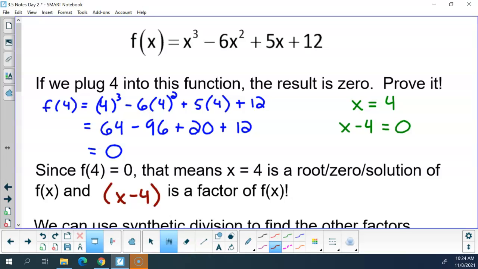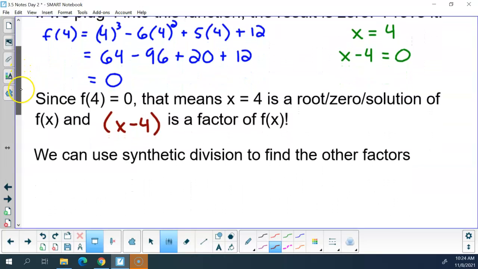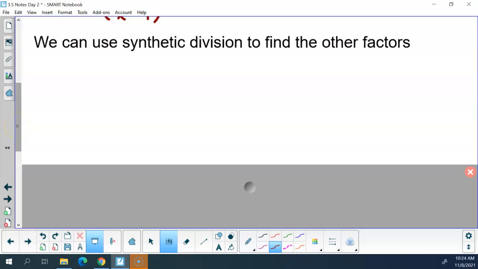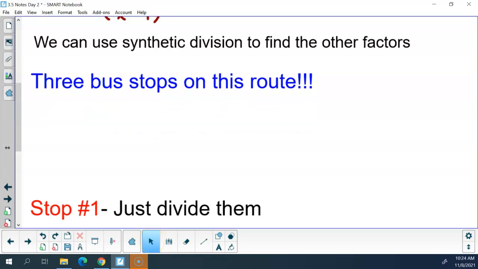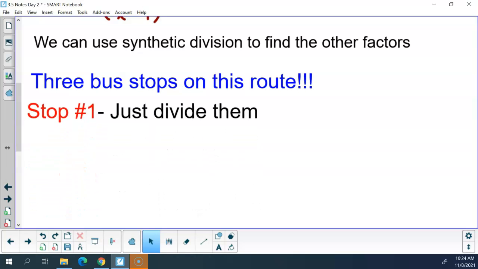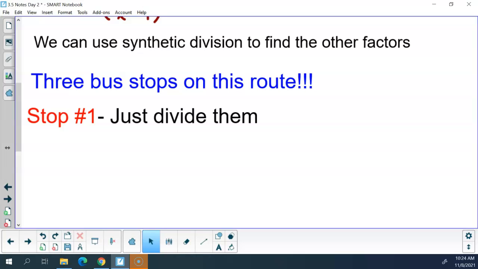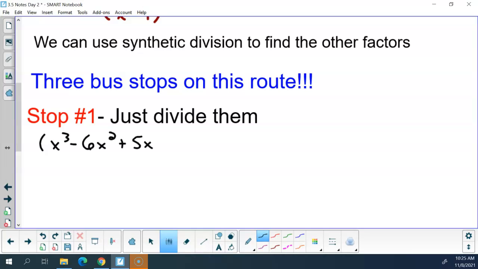Now, taking that exact same function, we can get on the bus. There are going to be 3 bus stops on this route. If we're trying to get to the end bus stop, we have to go through all of the other bus stops in order to get there. Stop number 1 is you just straight out divide them: x cubed minus 6x squared plus 5x plus 12 divided by our possible factor x minus 4.